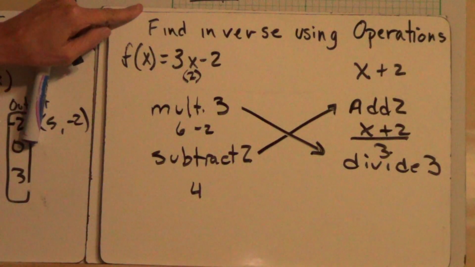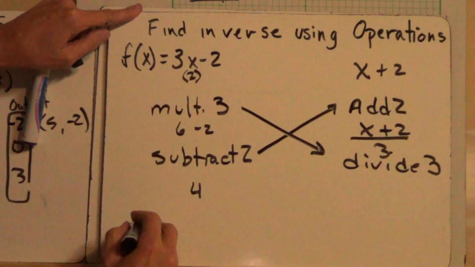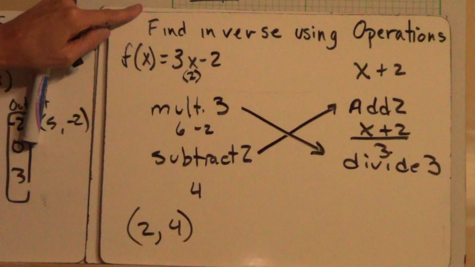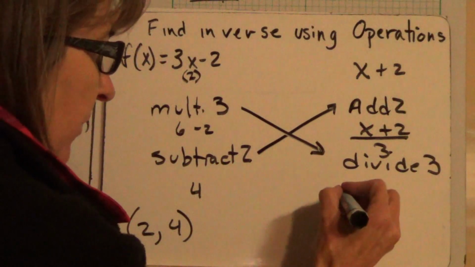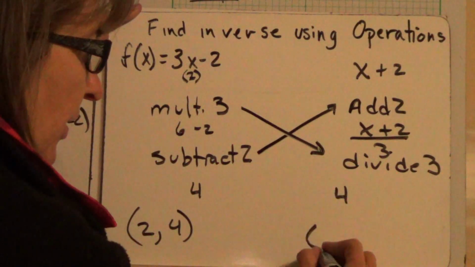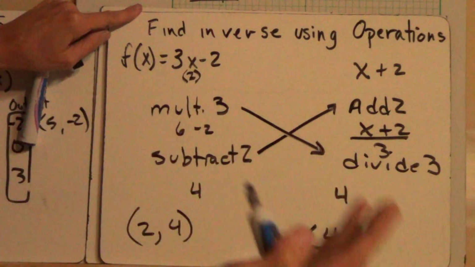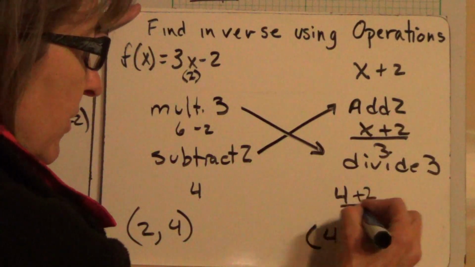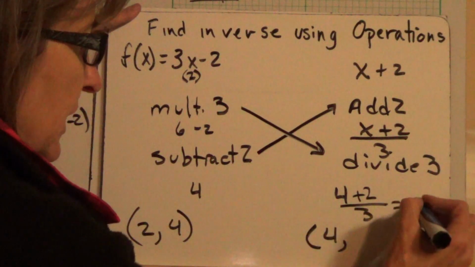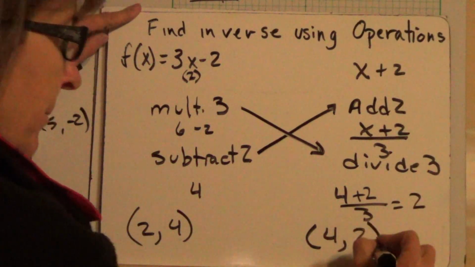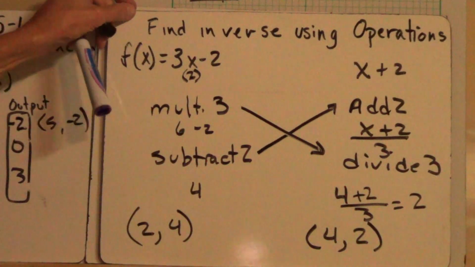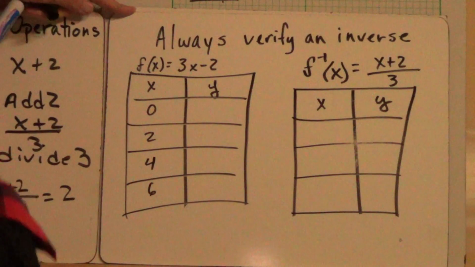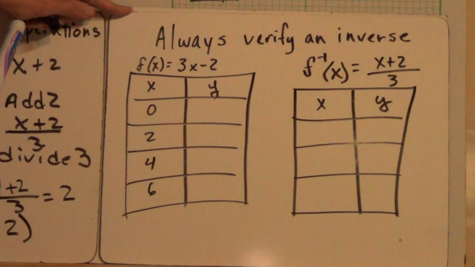Now, let's plug it in and see if we get it. Remember, our x here was 2, and our output was 4. Okay? So if we plug in 4 as our input, just to verify that we're getting an inverse, 4 plus 2 is 6, divided by 3 would equal 2. Ta-da! So that's how you can get it using order of operations. Pretty awesome, huh?